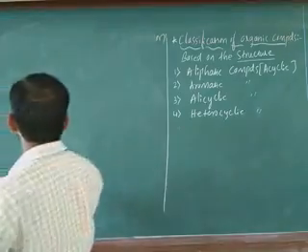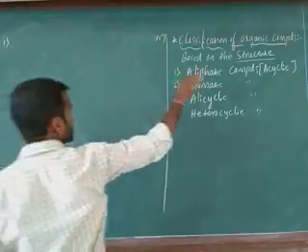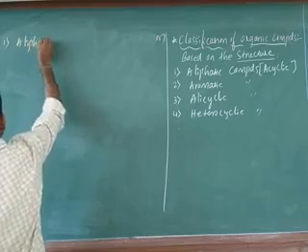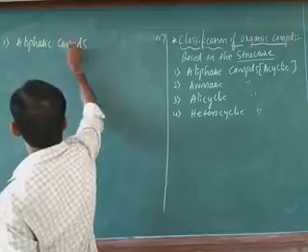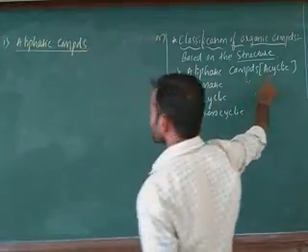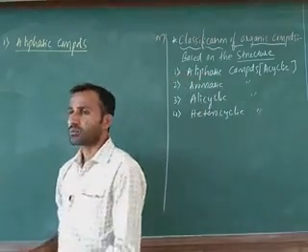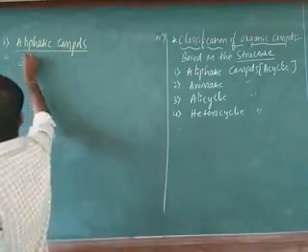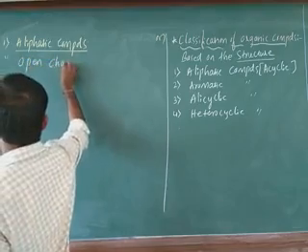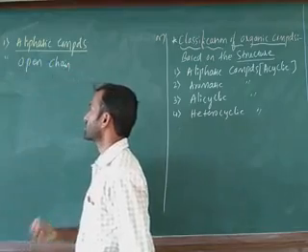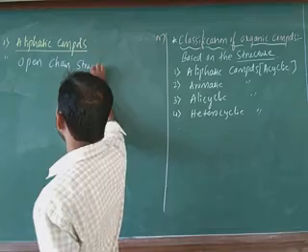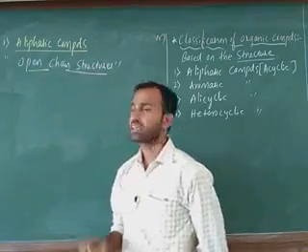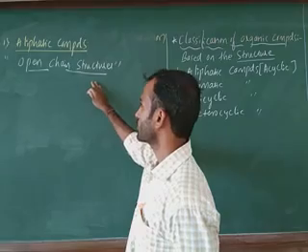The first one in the classification of organic compounds is aliphatic compounds. Another name for this is acyclic compounds. Aliphatic compounds are the compounds containing open chain structures. Open chain structures are called aliphatic compounds.